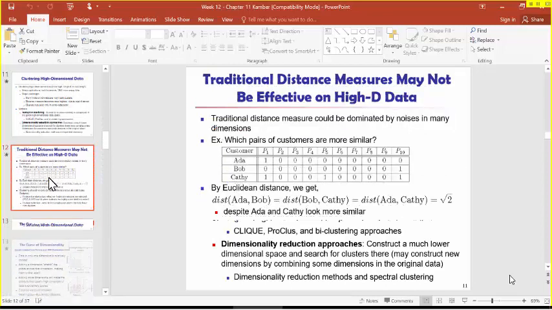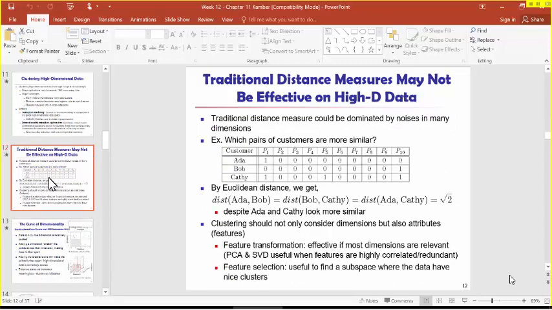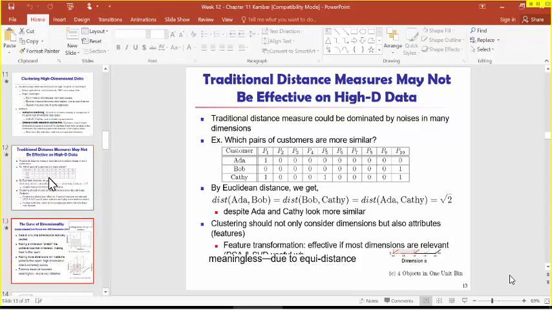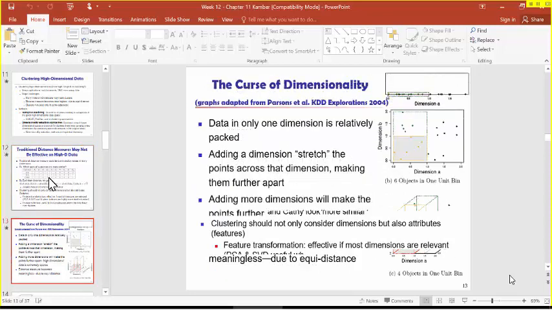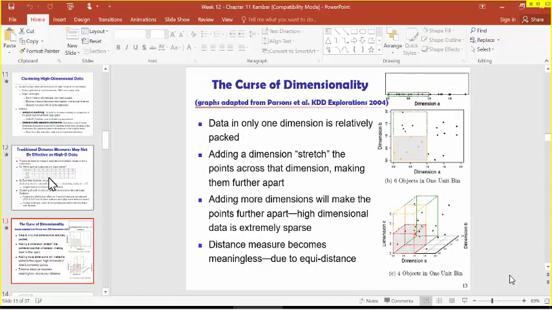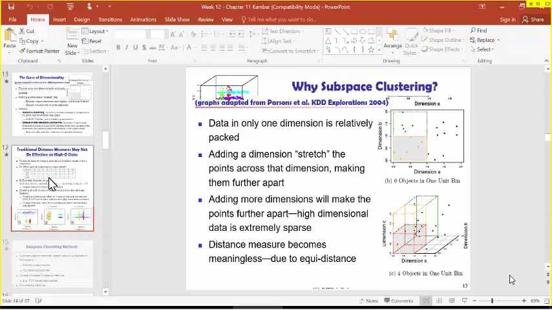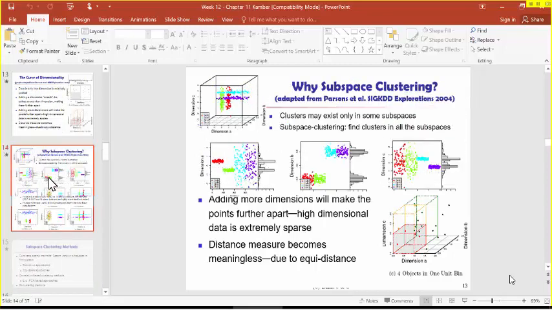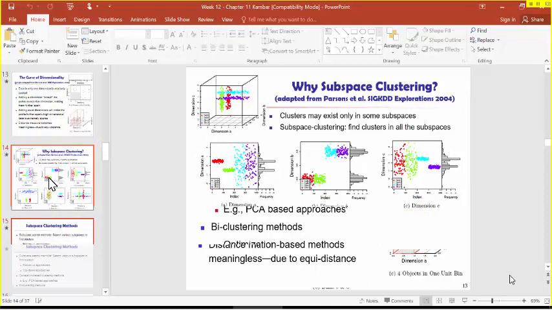Traditional distance measures can be dominated by noise in many dimensions, so traditional distances are not adequate when we are talking about higher dimensions. We have been discussing this problem of the curse of dimensionality. We know that data in one dimension is relatively packed, and adding a dimension will stretch the points across the dimension, which will make them further apart. If they are further apart, then we can easily distinguish between one cluster and another cluster. Here you can see graphically how it works.